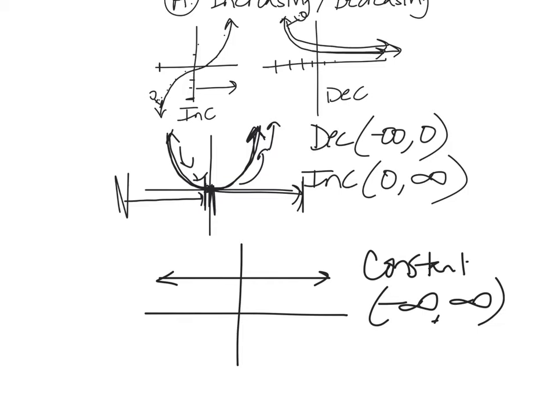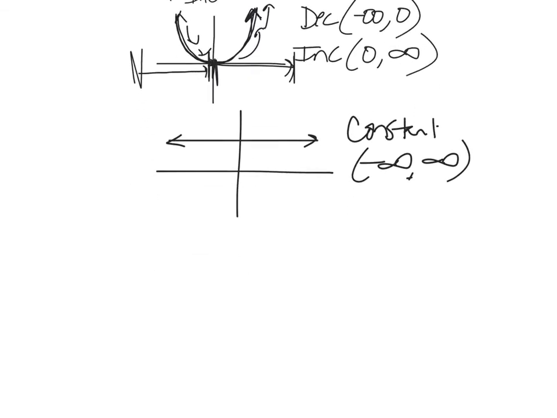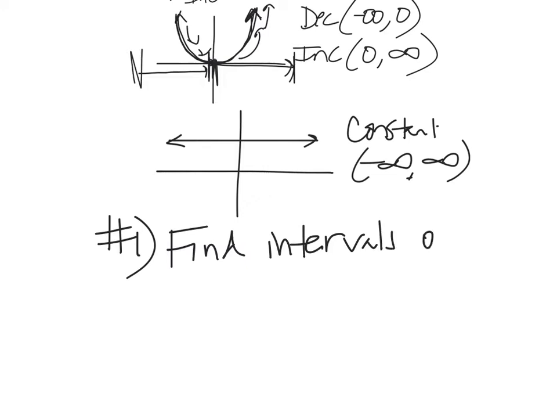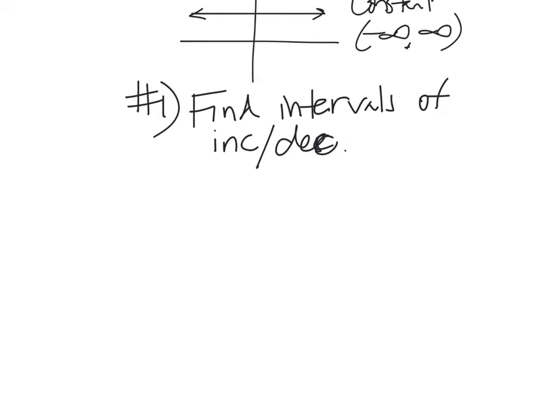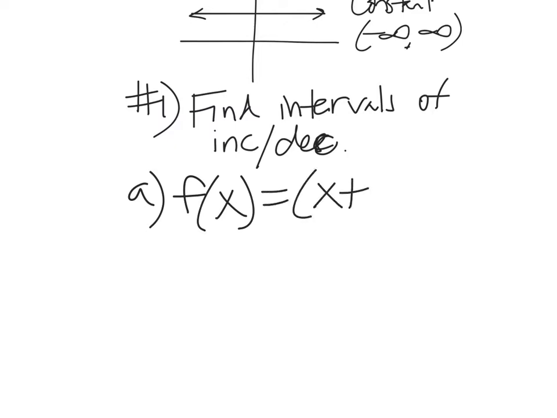Okay, so let's do some. Are you ready? Number 1. You'll need your calculator for this, because you're allowed to graph this on your calculator. It's going to say find the intervals of increasing, decreasing, or constant. All right, letter A. We're going to do 2 of these. Let's do f of x equals (x plus 2) quantity squared.